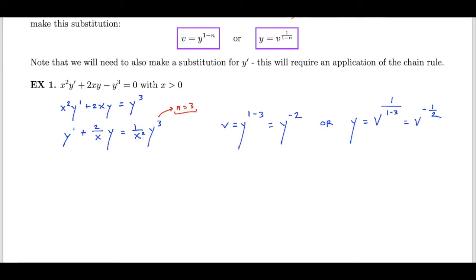I could, of course, rewrite this as 1 over the square root of v, but because of the calculations we're going to be doing, and when we substitute this in, it would probably be a little cleaner to keep it as v to the negative 1/2.